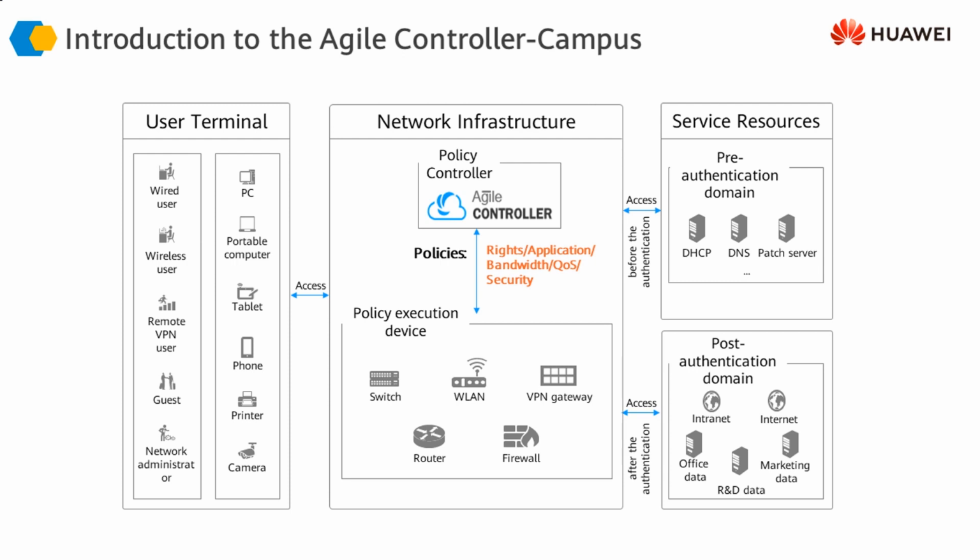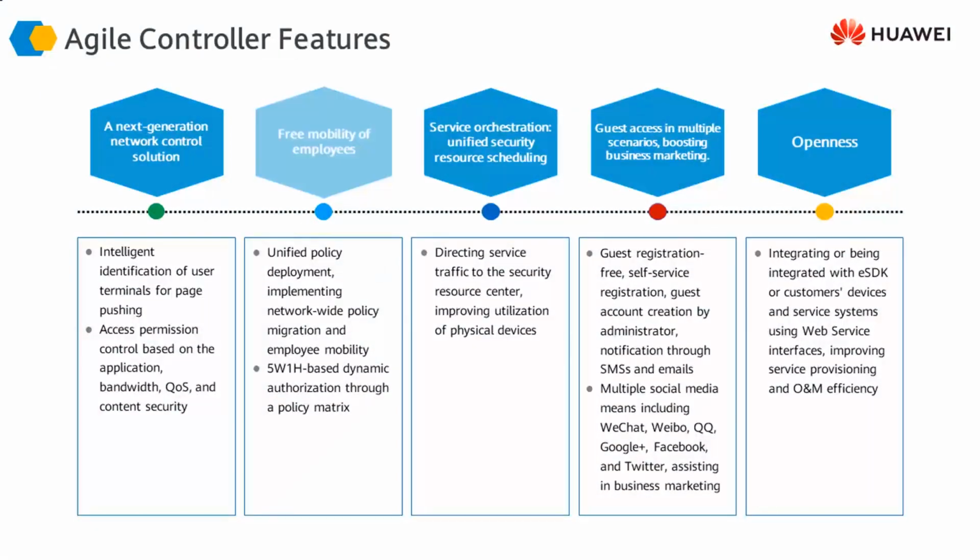our IT infrastructure. The major features of Agile Controller are: it provides free mobility of employees, it's a next generation solution, it provides unified security access and management, guest access is also allowed, and it provides open APIs or open access, which means that it can integrate with any third-party solutions as well.